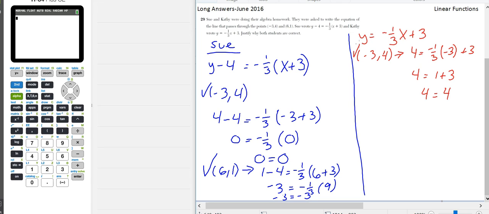Let's try the other point. Let's try (6, 1). And we're going to plug that into the equation. Wherever we see a y, we're going to plug in a 1. Wherever we see an x, we're going to plug in a 6. So 1 is equal to -1/3 times x, which is 6, plus 3. 1 is equal to -1/3 times 6 is -2, plus 3. 1 is equal to -2 plus 3 is 1. So the point (6, 1) also makes Kathy's equation correct. Therefore, both students are correct when they wrote their equations for the line that passes through the points (-3, 4) and (6, 1).